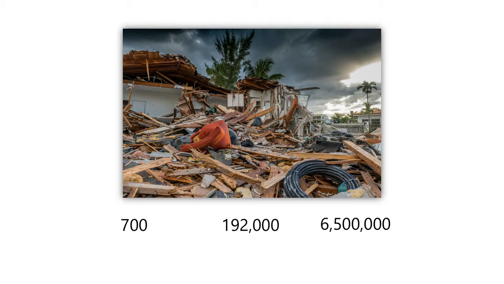OK, so let's play a guessing game. Can you guess what this image represents here, and what are these numbers? Hurricane, yes. That's exactly right. So this is the devastation caused by a hurricane, and the numbers are 700 shelters were created to house 192,000 people, and 6.5 million people had to be evacuated after this hurricane.